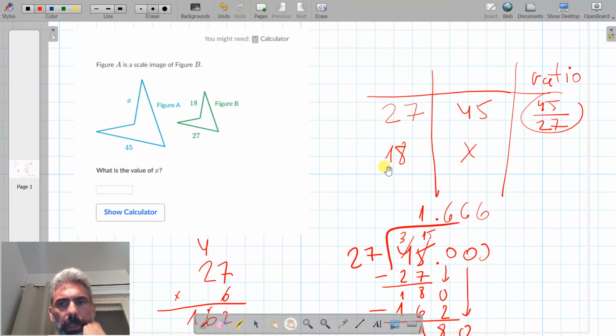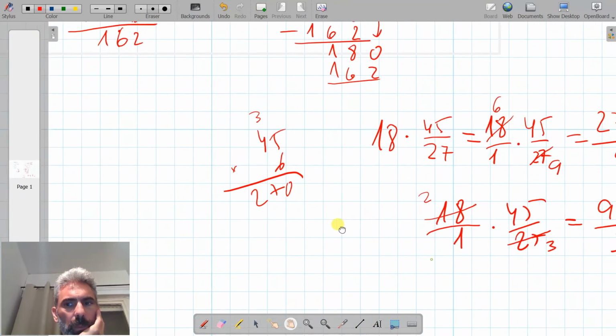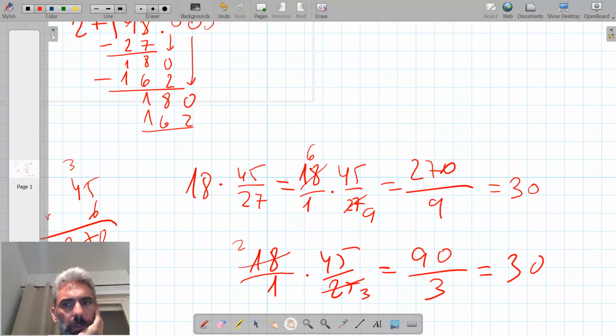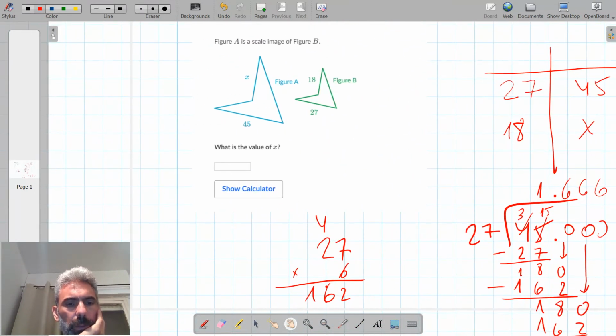Because to go from 27 to 45, we need to multiply 27 by 45 divided by 27. To go from 18 to x, we need to multiply by the same ratio. When you multiply 18 times 45 over 27, you get 30. So x equals 30.